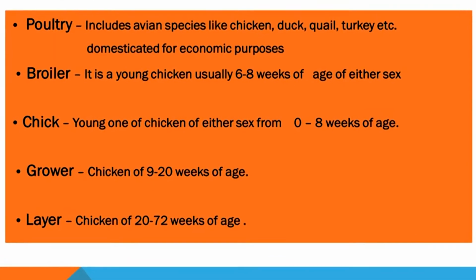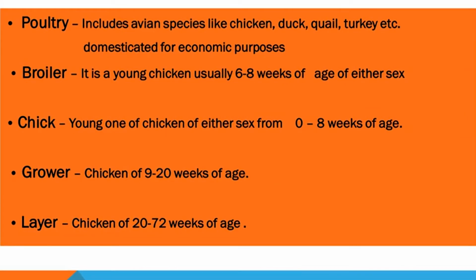What is poultry? Avian species like chicken, duck, quail, turkey, etc. are poultry. What is a broiler? A broiler is a young chicken 6 to 8 weeks of age of either sex. So remember, broiler is not an adult bird, but it's a young chicken 6 to 8 weeks of either sex.